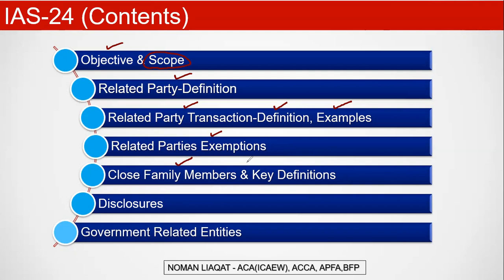Then apart from close family members, there are some other definitions, like what do you mean by control, what do you mean by influence, and so on. Finally, we will be discussing the disclosures of IAS 24. And lastly, we will conclude our standard on one point, that is government related entities. So how can government related entities play an important role in IAS 24 related parties?